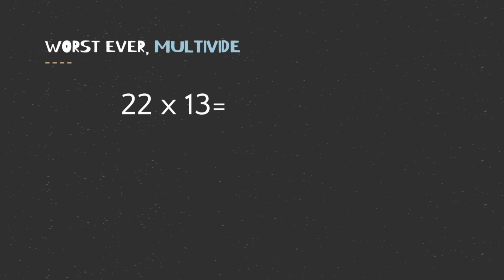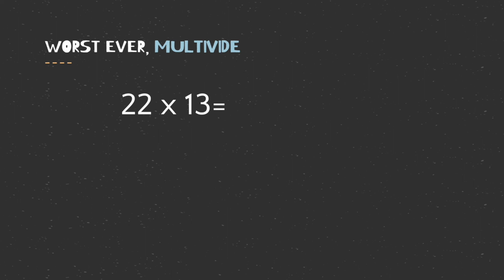You may be wondering why I chose this as the 3rd worst. I mean the absolute worst. Let me show you how it works first. Let's say the number is 22 times 13 and you don't know the answer. All you need to do is take one number, 22 or 13, and multiply it by any number you like.